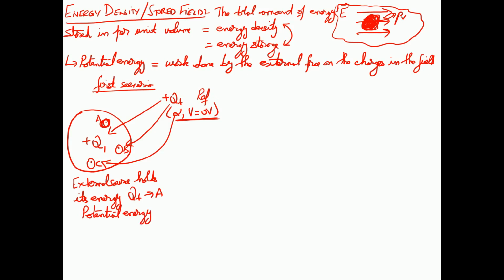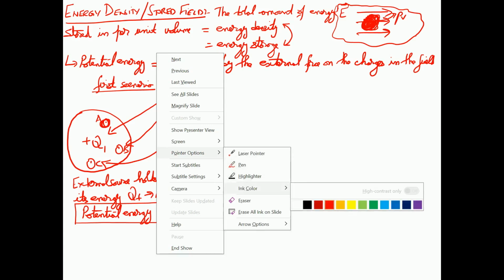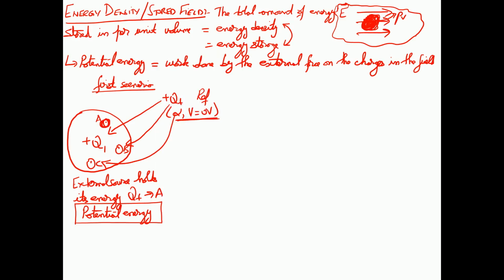So thus we start our discussion for energy storage with the context of the potential energy. If somehow the external source lets go of this energy, what might happen is that this test charge, which is Qt, may not remain at point P or point A in this scenario, and it may leave the field, it may wander somewhere else.